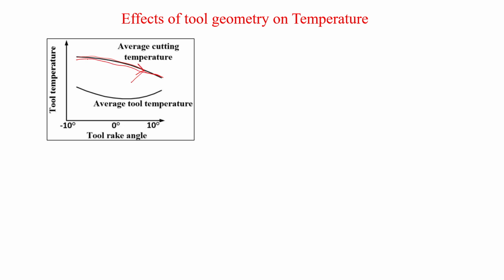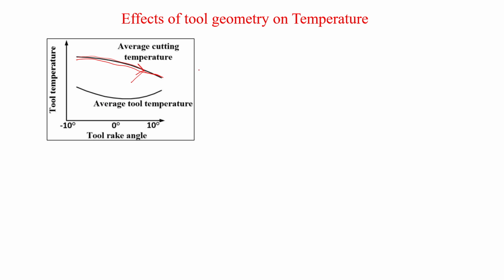Increasing rake angle, power consumption decreases. Why is it so? Then temperature also. Why does power consumption decrease when increasing the rake angle? Sharp edges are on the tool. Okay, right, yeah, you're right.